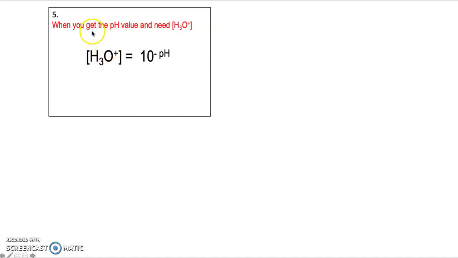So this here shows you what we have just done in the previous slides. Whenever you are provided the pH value, if you need the hydroniums, you use the inverse log button on your calculator. So it is the 10 to the minus x. However, it is the negative pH value.